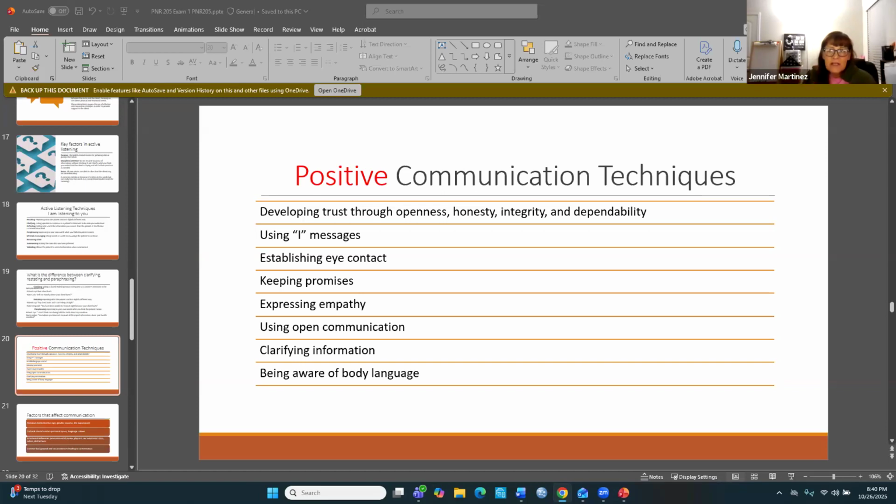Establishing eye contact is another one. When we look at establishing eye contact, of course, we want to make sure that we're taking into consideration any cultural preferences that may come into play, because some cultures are not big on eye contact, others are. Keeping promises, and this is a big one in healthcare, and this is something that everybody probably needs to work on.